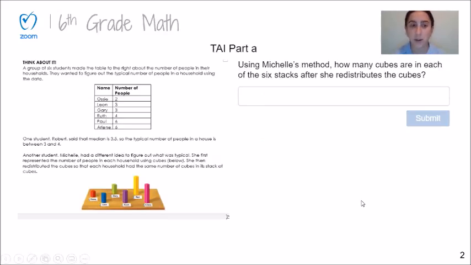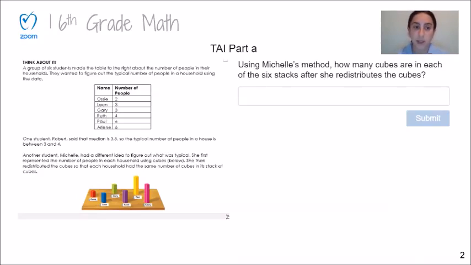So in a second, I'm going to ask you to pause this video and go over to Desmos, and you're going to answer two questions, part A and part B. Before you do, we're going to read through the problem together so you understand what you're working on. It says a group of 6 students made the table to the right, even though it's underneath, about the number of people in their households. They wanted to figure out the typical number of people in a household using the data. And there you can see the data that's given.